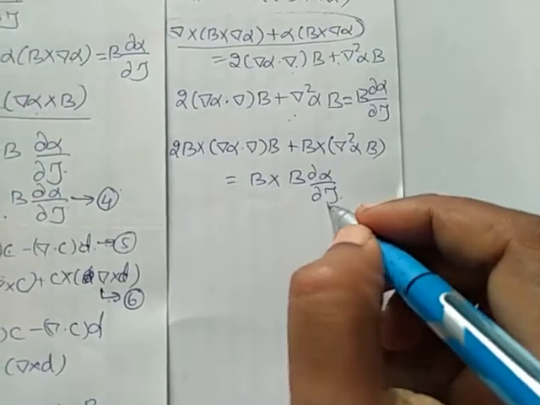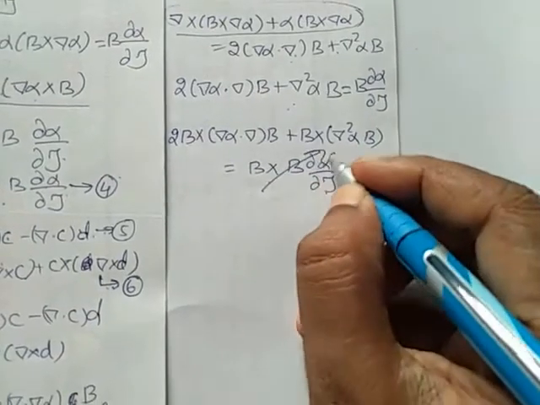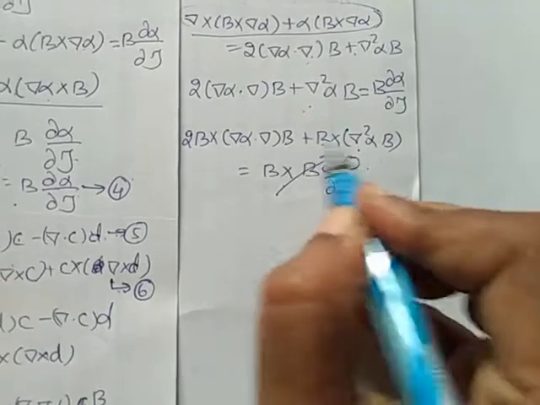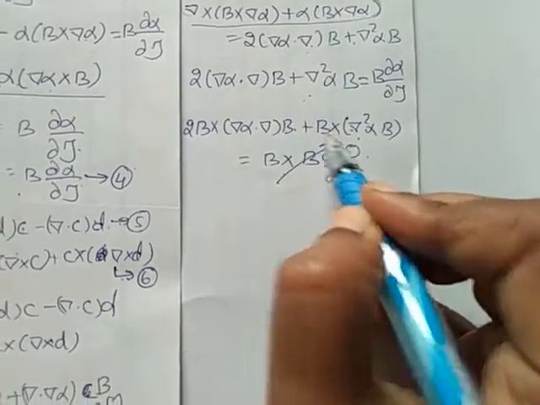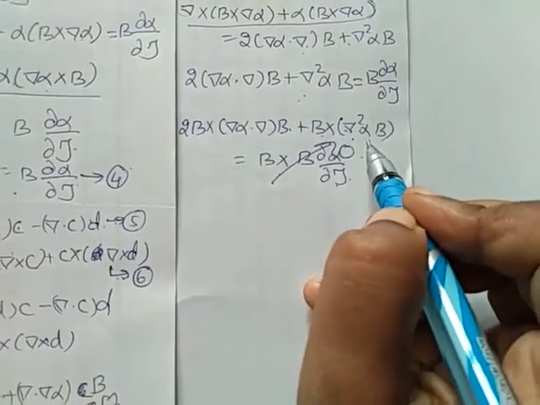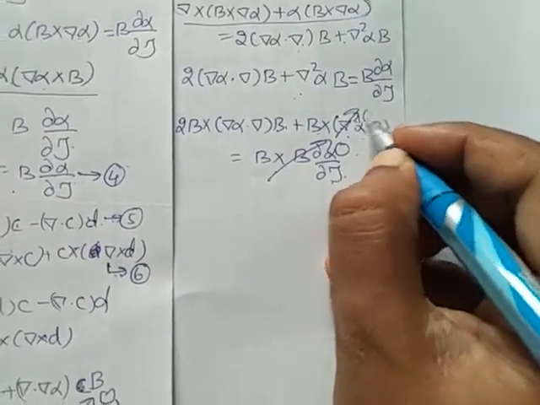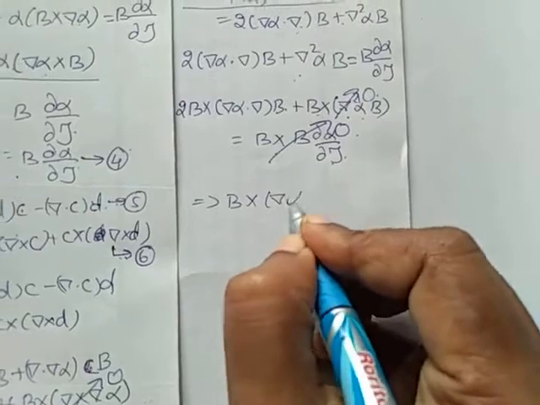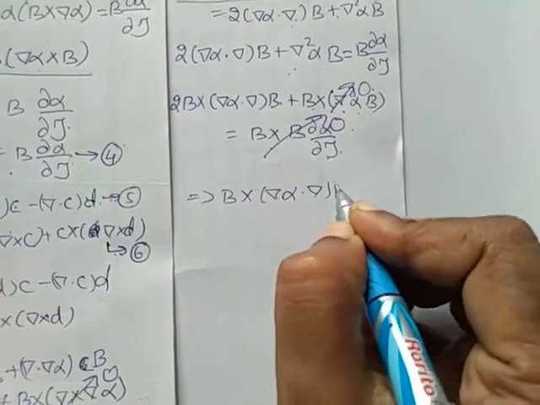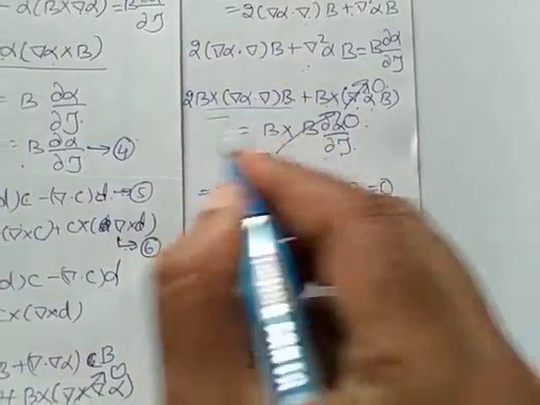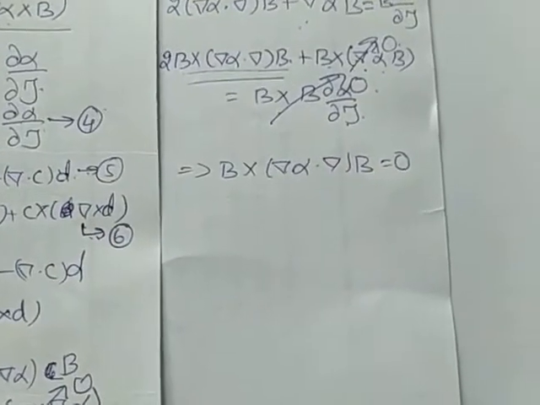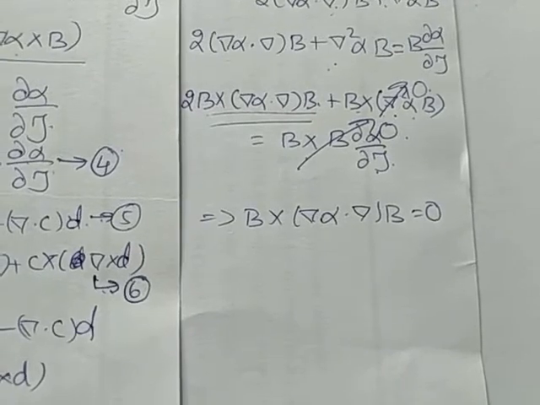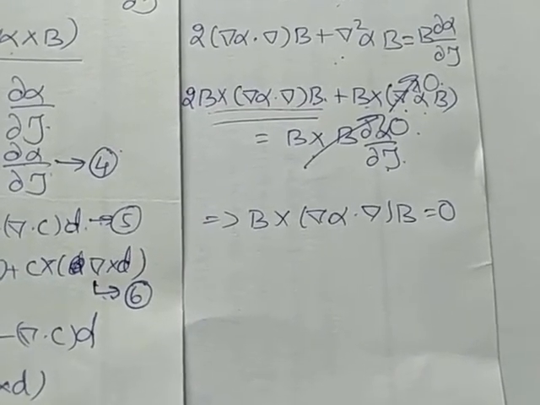Dou alpha by dou tau is constant, B cross B is 0. Similarly, here also we can write this as dou square alpha into B cross B. Again this will become 0. So we will get B cross del alpha dot del B is equal to 0. Only this term is left out. So we have arrived at B cross del alpha dot del B is equal to 0. That's what we have to prove.